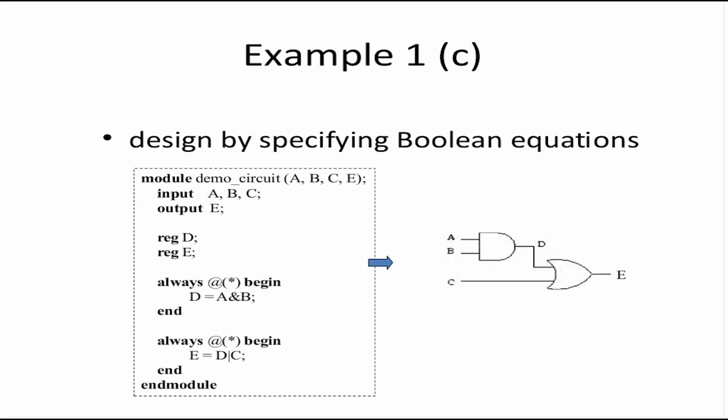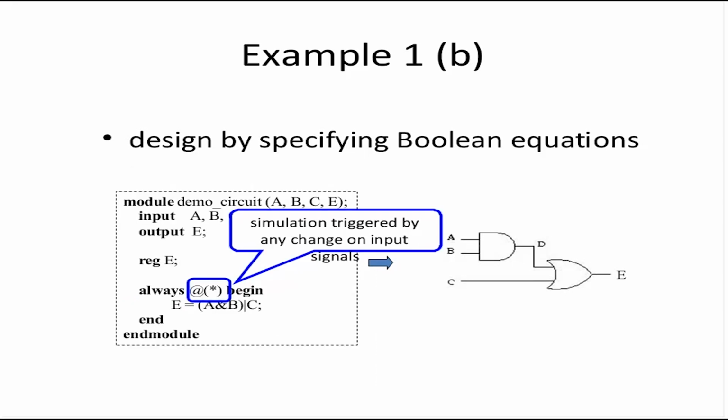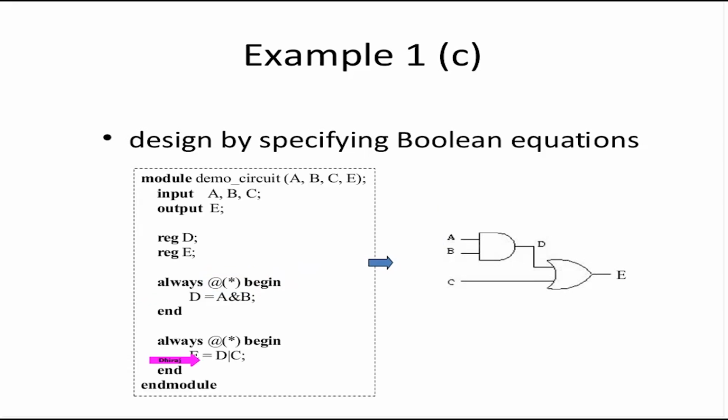Again, you could code like this. You could code D is equal to A and B, and E is equal to D or C. So again, always @(*) tells the tool that these two are combinational. Again, there is register D, there is register E. There is no difference between the earlier code and this code in terms of synthesis. And again, please note that all different always blocks run parallel to each other. They are not sequential.